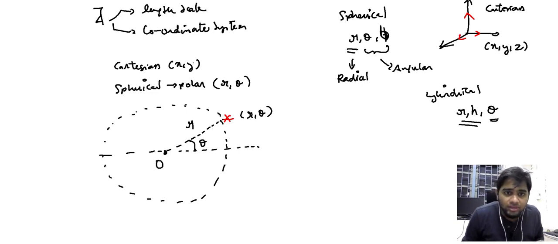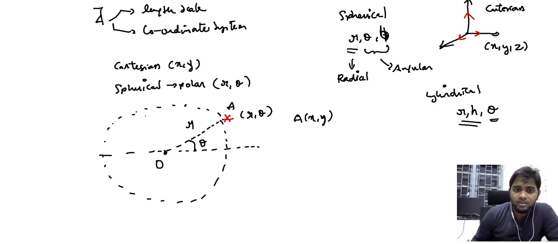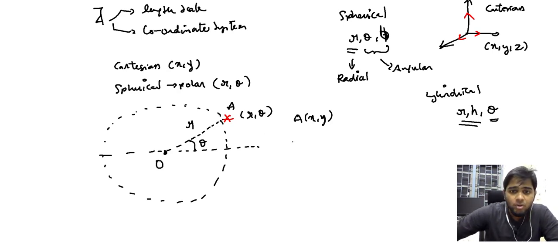Now when you consider the Cartesian coordinates, this point can be described in terms of x and y. This point A can also be described, instead of considering the origin and the inclination, by considering the Cartesian coordinates x and y. The same point A can be expressed in terms of x and y.